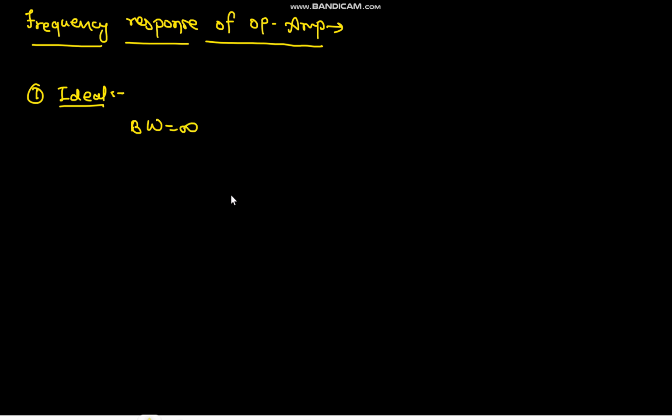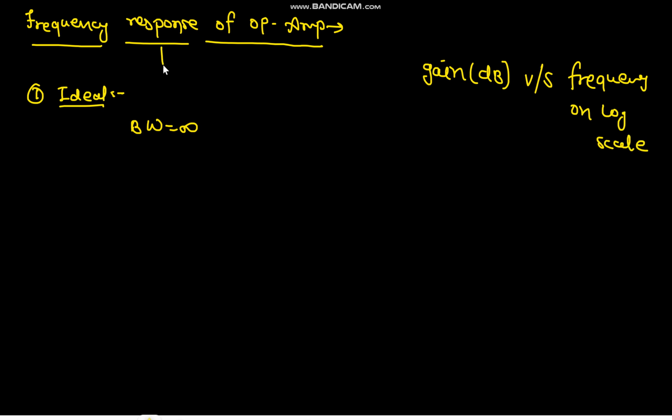First, let me tell what a frequency response is. Frequency response is basically the Bode plot. It's gain in dB versus frequency on a log scale. So that's what we call frequency response. Frequency response is gain versus frequency on a log scale, the plot of gain versus frequency.